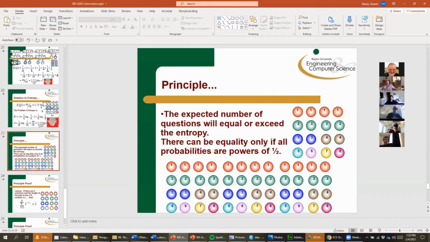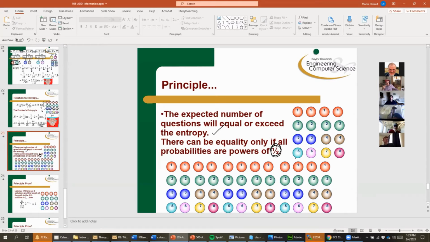It turns out that if you optimize it, you will always equal or exceed the entropy. You will exactly get to the entropy if all of your probabilities are a power of 1/2. And that was the example that we had in the previous case. All of the probabilities were powers of 1/2.